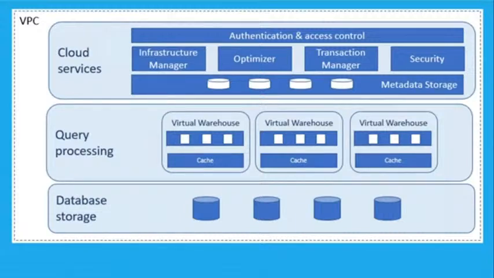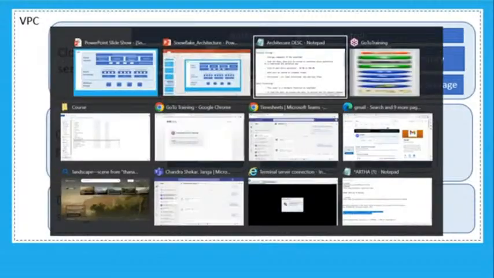So we have a cloud services layer, then a query processing layer, and then a database layer. I am repeating because this Snowflake architecture is very important. Damn sure you will get one or two questions on the Snowflake architecture in every interview, in all the companies you go to. That's why I am repeating. Now we will discuss one by one.